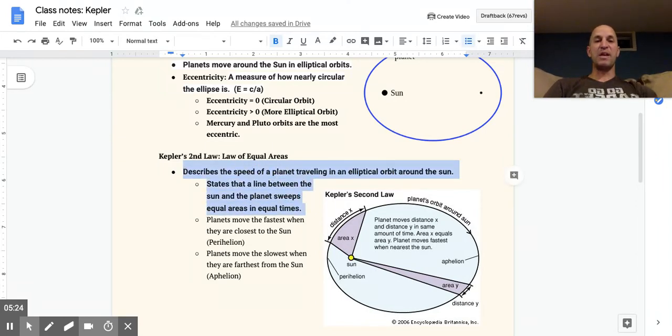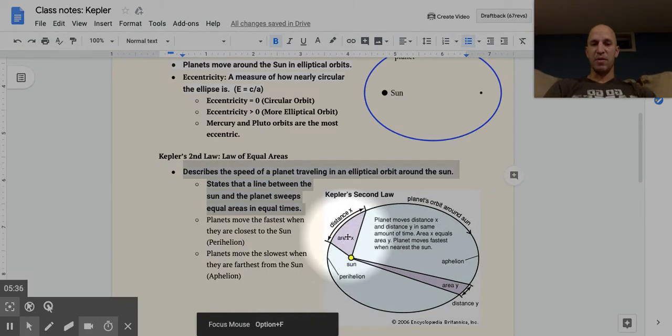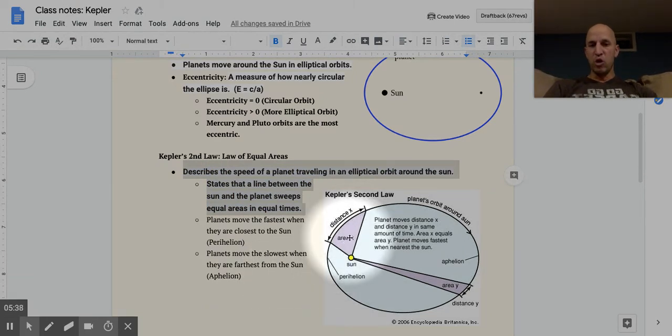So it describes the speed of the planet. So as our planet, so here's the orbit again. It's a planet's orbit around the sun. Let me bring this up. So here we go. You have distance x right here in purple, and you have distance y over here, area y over here, distance y. The planet's orbit around the sun. All right, so here's our ellipse.